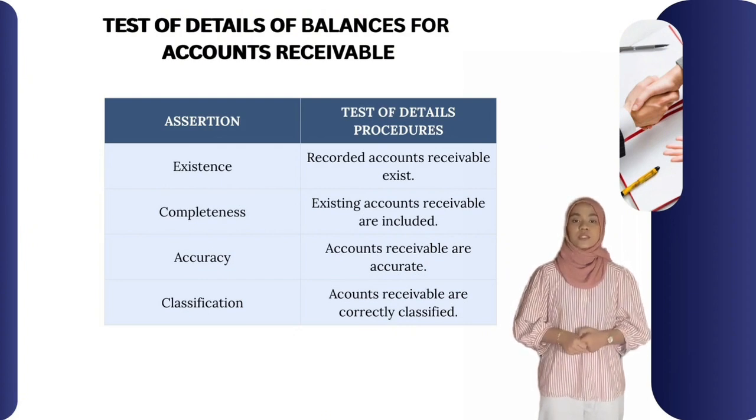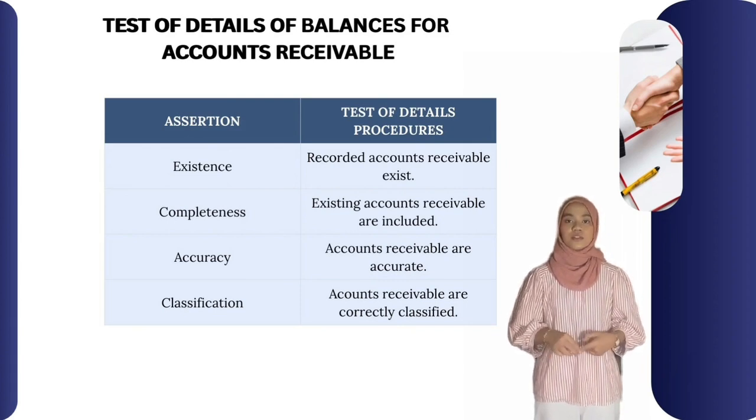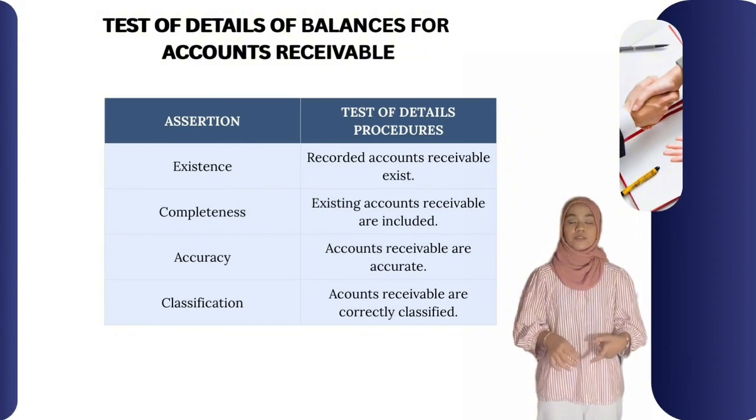Number 3, accuracy. Confirms that the amounts in the accounts receivable are recorded accurately. Example procedure is to match customer invoices to ledger balances. The last one, classification.